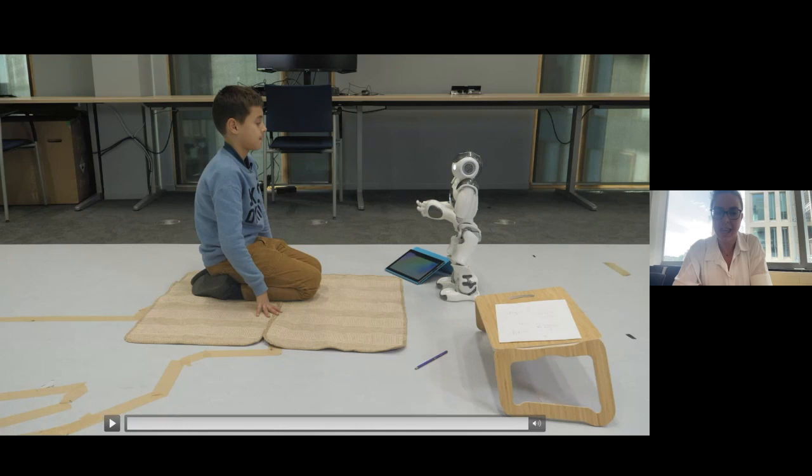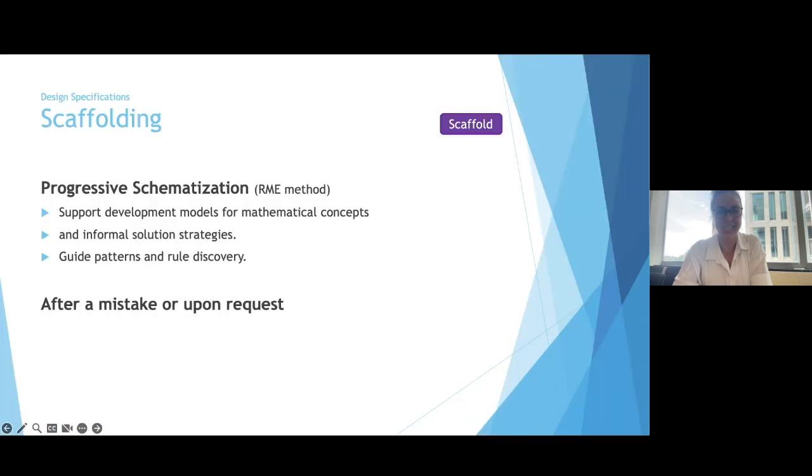The robot makes a personal comment to the student. Yes. Trying to find the next slide, hold on. There it is. Yeah, here it is.